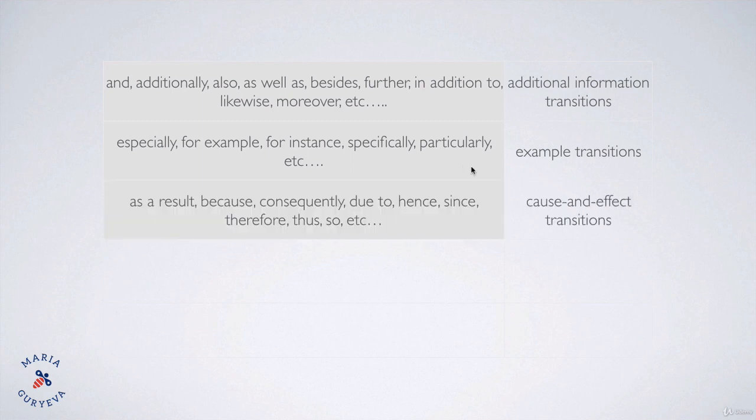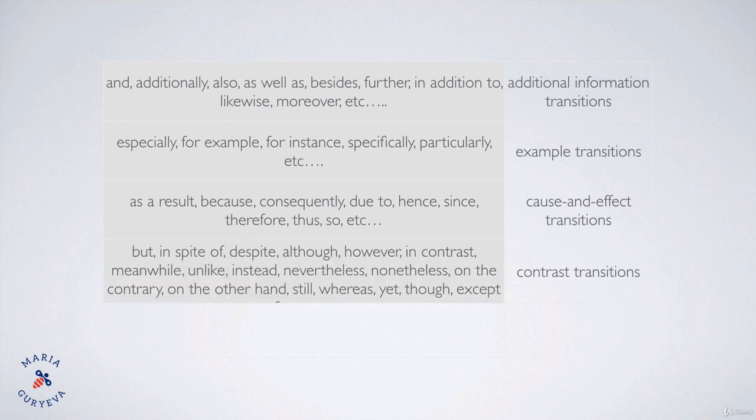The next transitions are cause and effect transitions. The examples of these transitions are as a result, because, consequently, due to, hence, since, therefore, thus, so, etc. So if you see these transitions, it means that after them, there will be cause and effect information, right? So there will be an effect after a cause. So we need to look for a sentence where there was a cause, and then after it, we will place this effect sentence, all right? Consequently, blah, blah, blah, because, blah, blah, blah. So that will be the explanation, the cause and effect, the effect of the previous sentence, okay?